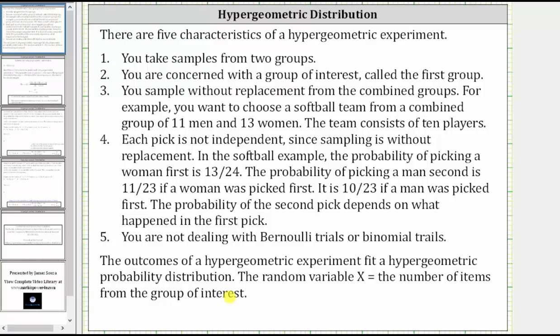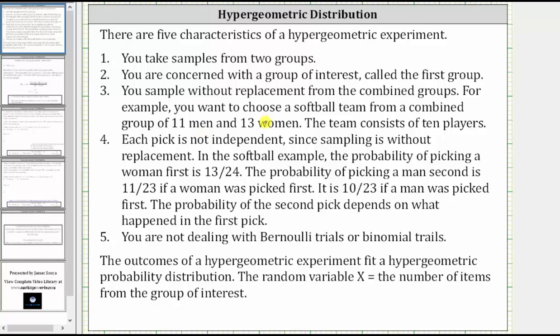Welcome to a lesson on the hypergeometric distribution. There are 5 characteristics of a hypergeometric experiment. Number 1, you take samples from 2 groups. Number 2, you are concerned with a group of interest called the first group. Number 3, you sample without replacement from the combined groups.